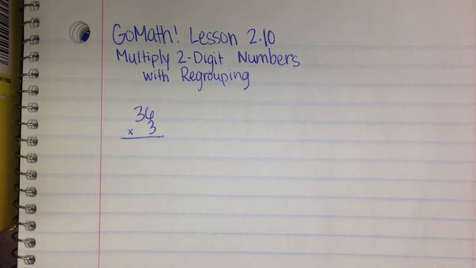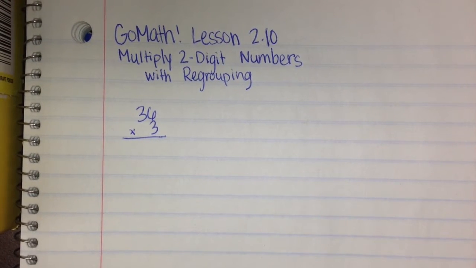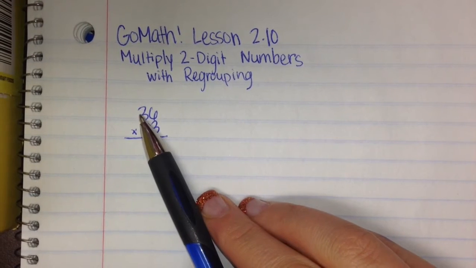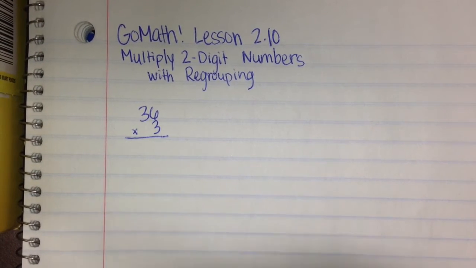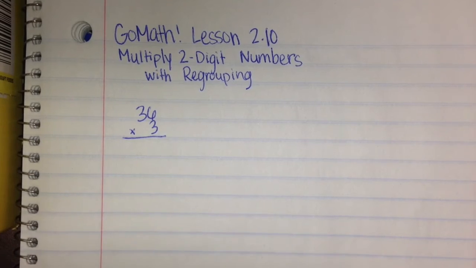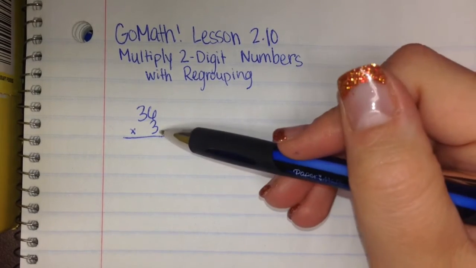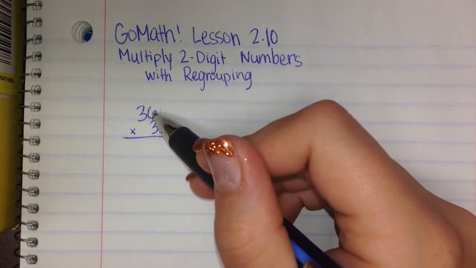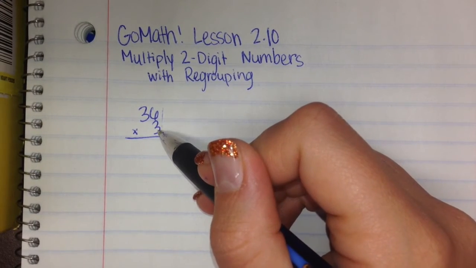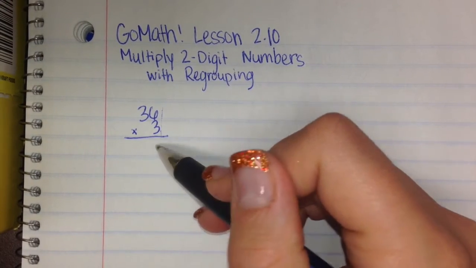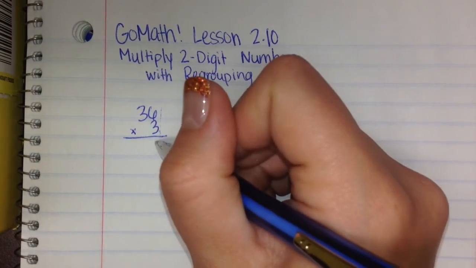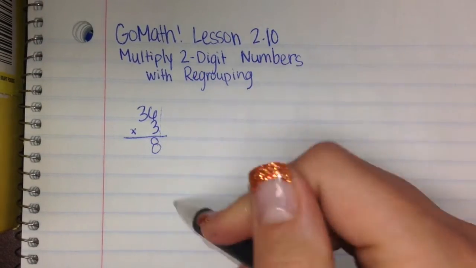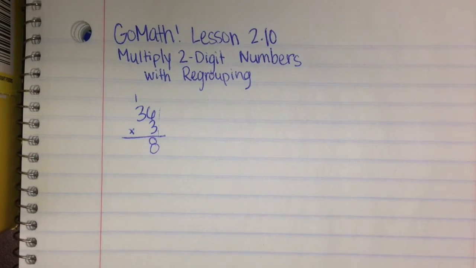And when I do the traditional multiplication with regrouping, I don't start over here with the larger numbers like I did in partial products. I start with the ones place right here, just like I do when I add or subtract. So 6 times 3 I know is 18. Now instead of writing my partial product of 18 down here, I'm only going to write the ones, and I'm going to regroup into the tens place like I do with addition and subtraction.